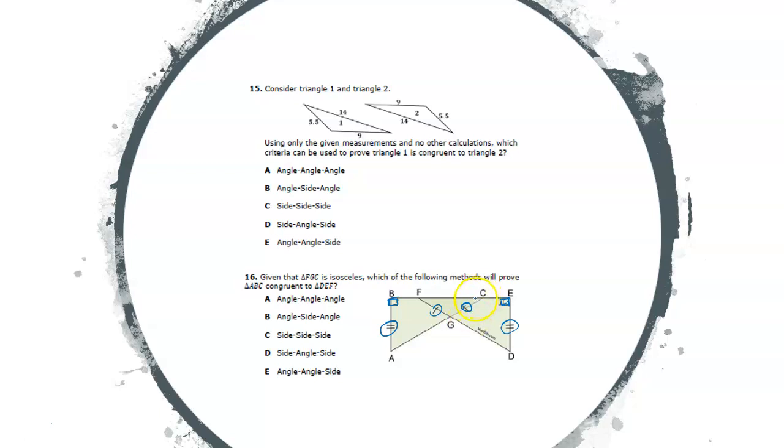All right, and so then we can go back to these little tiny angles right here match because it's an isosceles triangle. So that little tiny angle there is a part of this bigger triangle. This little tiny angle is a part of this triangle. So we have angle, angle, side. Okay, same thing over here. Angle, angle, side.